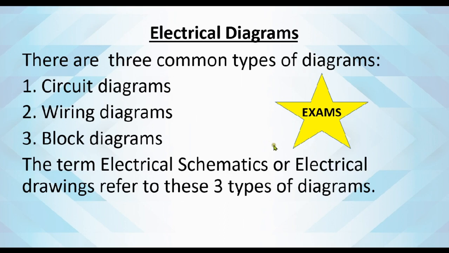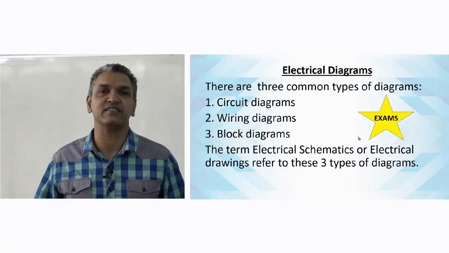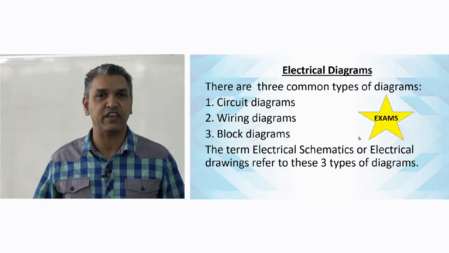There are three common types of diagrams that you will come across. They are circuit diagrams, wiring diagrams, and block diagrams. But generally, when you go into industry, you will find that we will use the term electrical schematics or electrical drawings. Whenever they refer to that in industry, they are talking about these three types of diagrams that we have identified.